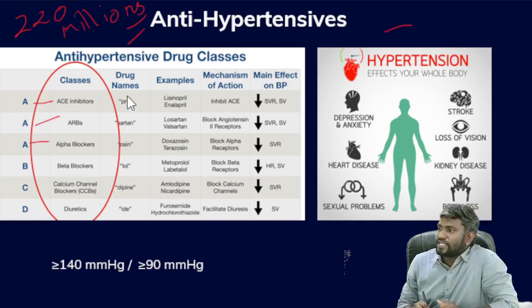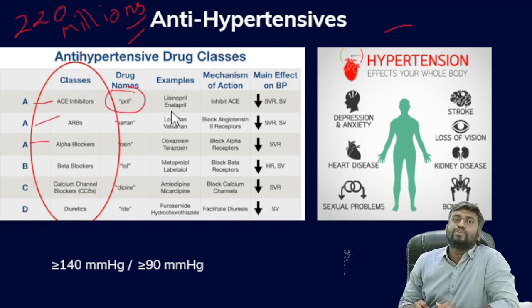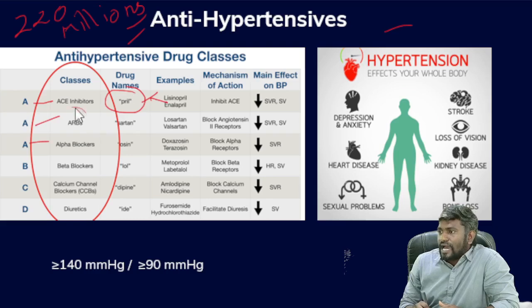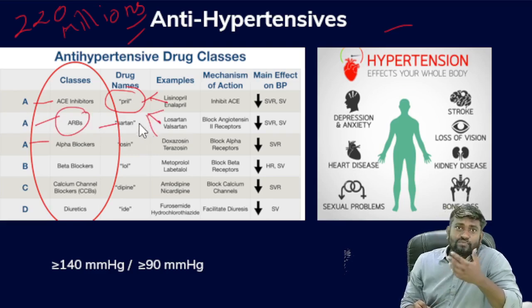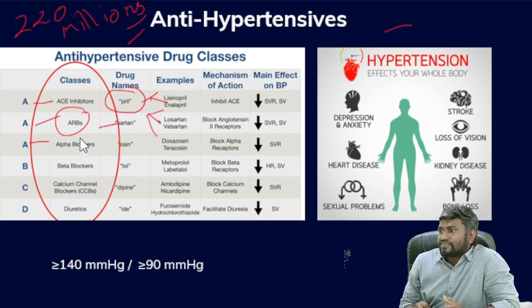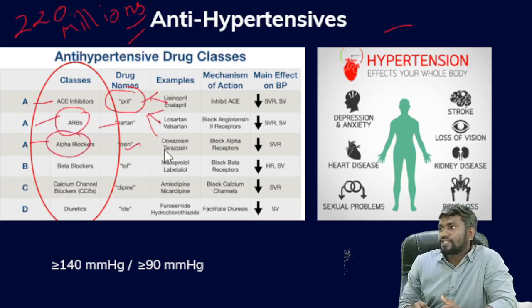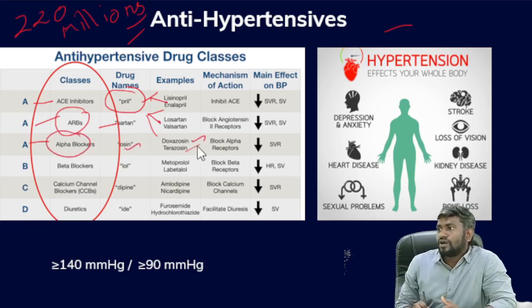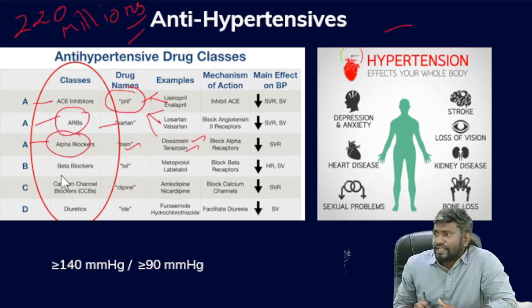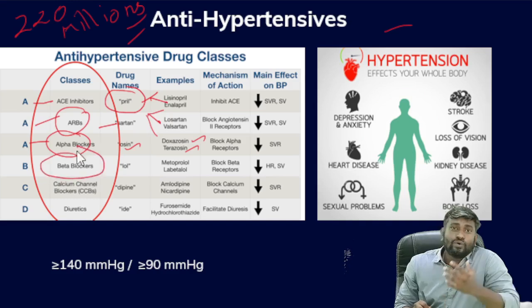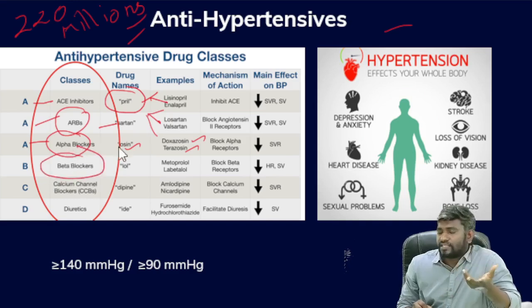What are the ACE inhibitors, sir? They end with the suffix pril. It could be lisinopril, enalapril or captopril. ARBs end with sartan. It is going to be losartan, valsartan or telmisartan. Probably you would have heard these. Next we have the alpha blockers, which are going to be prazosin, doxazosin or tamsulosin. Great. Now the beta blockers, as we all know, end with lol. It could be timolol, labetalol, carvedilol or metoprolol.